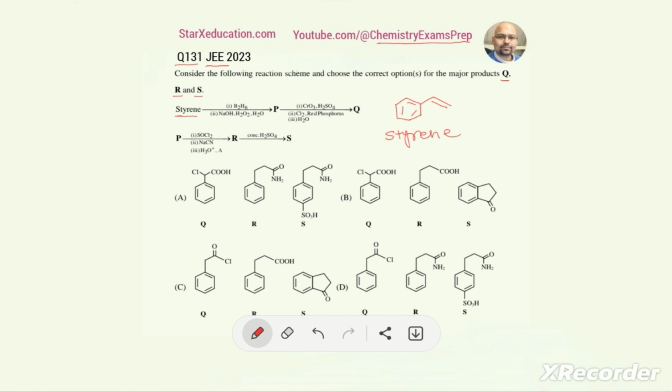So the styrene here is undergoing a two-step process. This is known as the Brown's Hydroboration-Oxidation reaction. So this reaction is a hydration of alkene reaction, which gives us overall alcohol group. And the important feature of this Brown's hydroboration oxidation is that the product is anti-Markovnikov's.